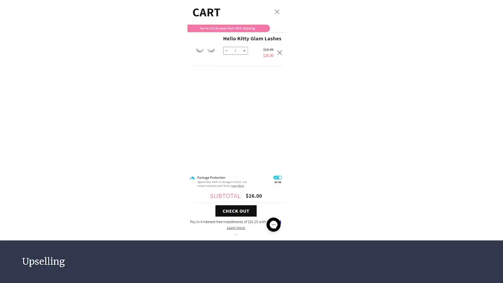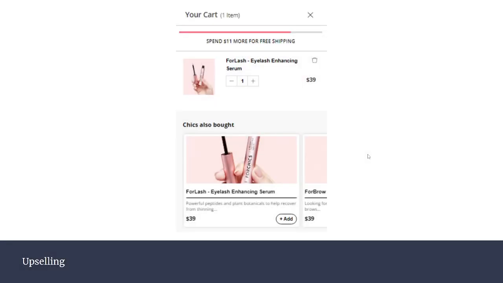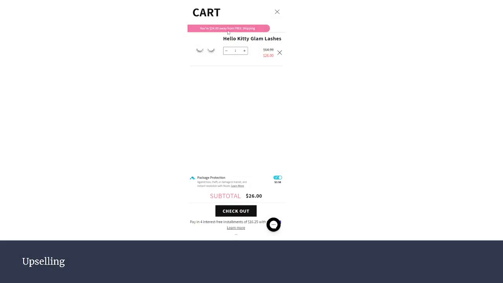Here are more examples. We have one at the cart, something simple as an extra 98 cents more. Here, $24 away from free shipping. Again, these are all incentivizing people to spend more. And it just makes sense, especially for a product like lashes. This type of offer makes sense. $24 away from free shipping. Might as well order some more lashes, right?